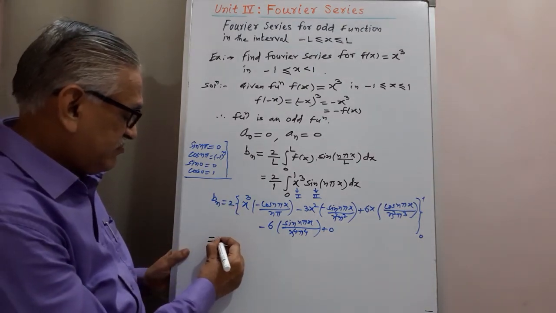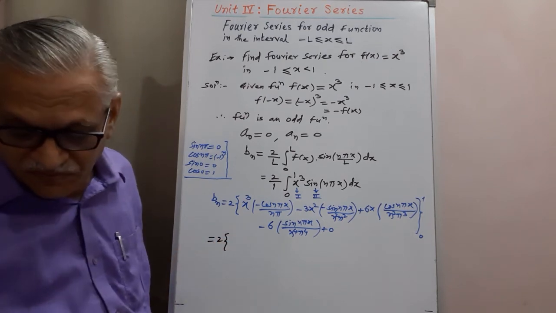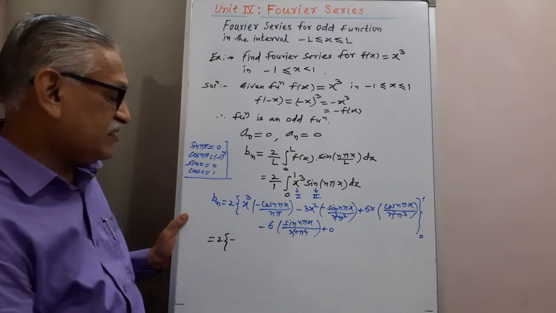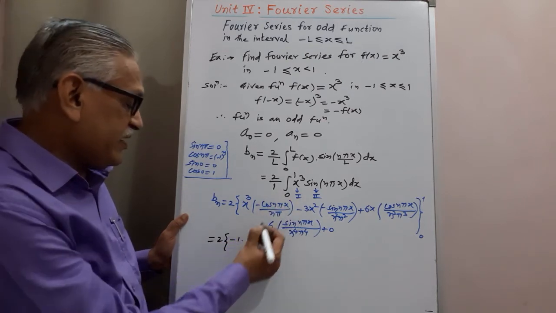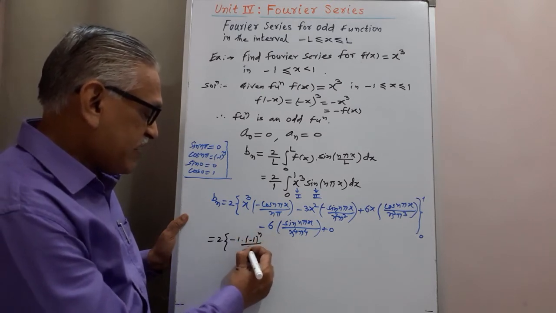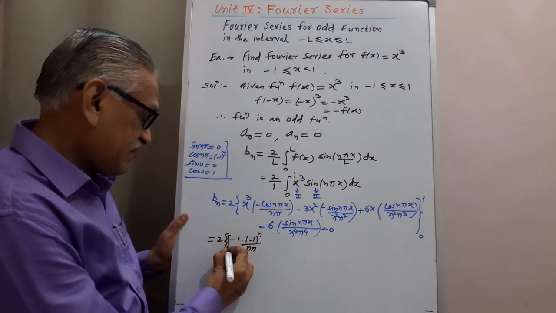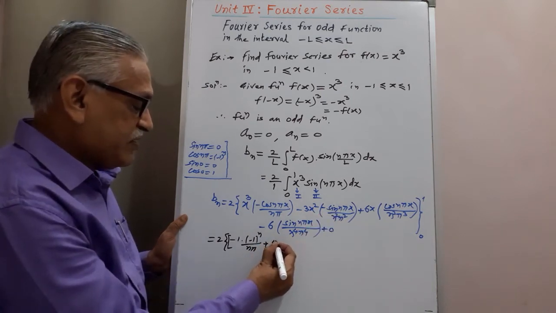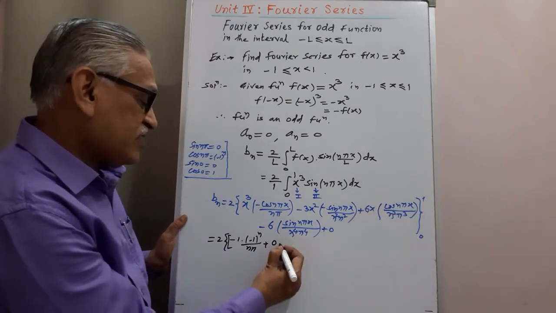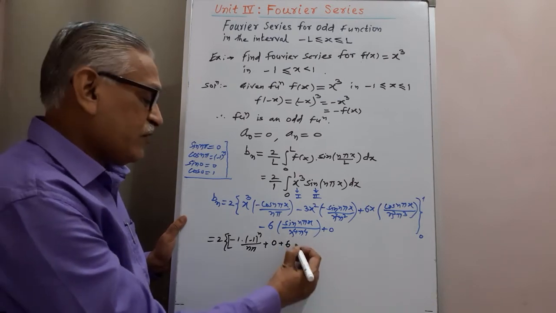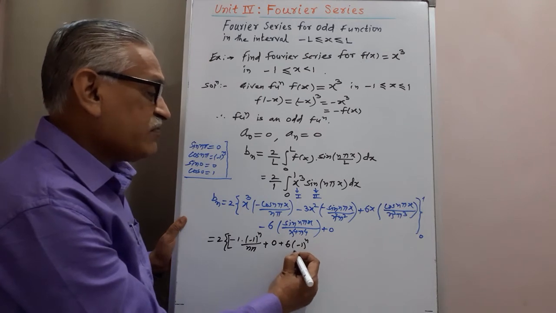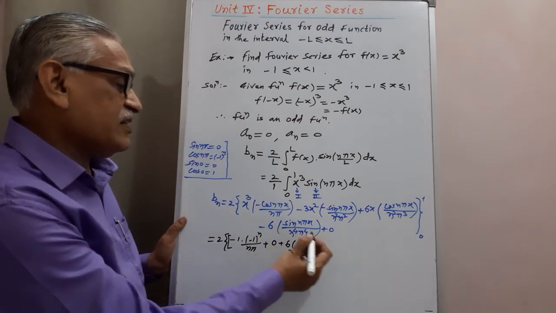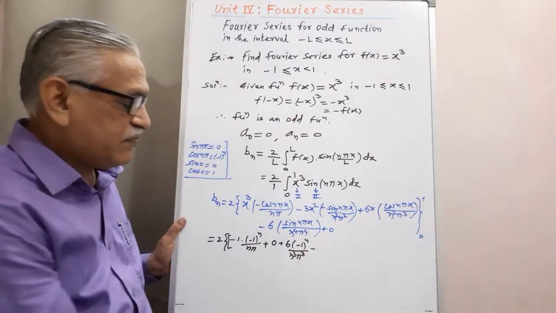Therefore it is, when x is 1, 1 cube is 1, therefore 1. Cos of n pi, cos n pi is minus 1 raised to n divided by n pi. Minus minus becomes plus. Sin n pi, as sin n pi is 0, that term becomes 0. Next is 6x. 6 into 1 we get 6. Cos of n pi once again minus 1 raised to n divided by n cube pi cube. And minus sin n pi, once again sin n pi is 0, therefore that term becomes 0.